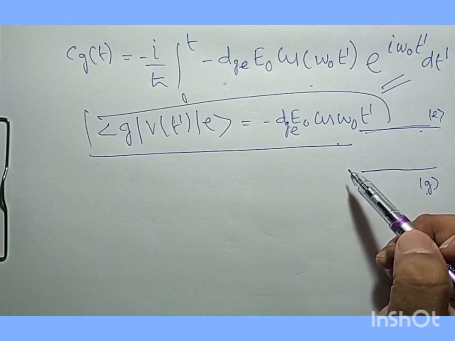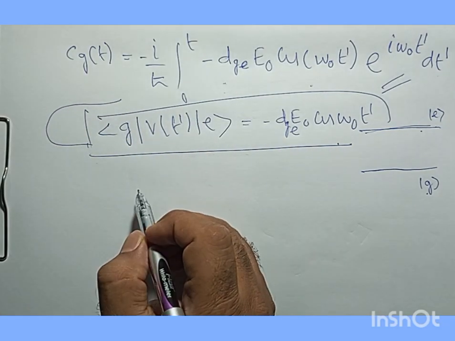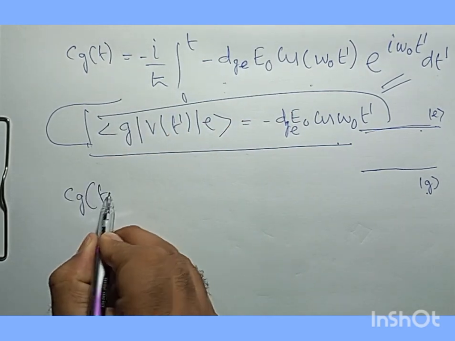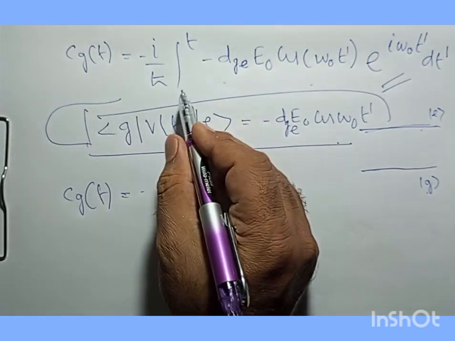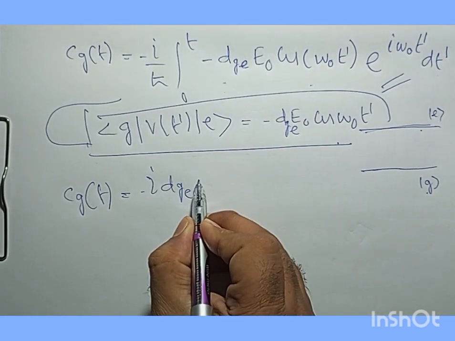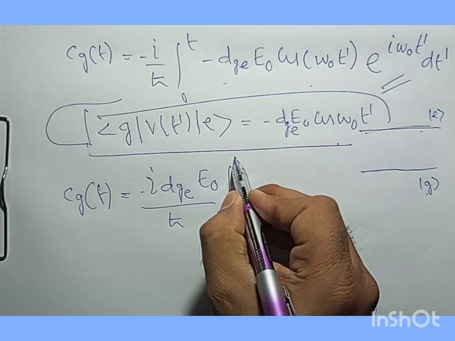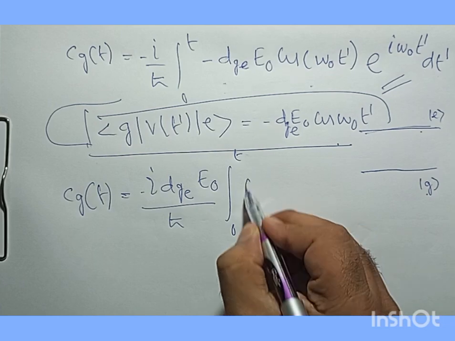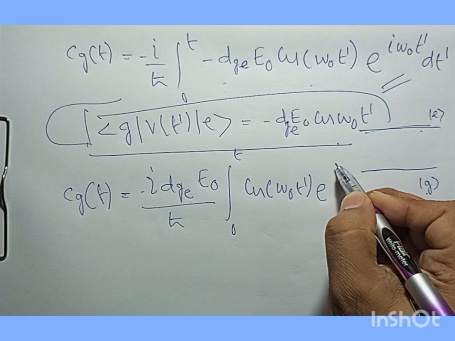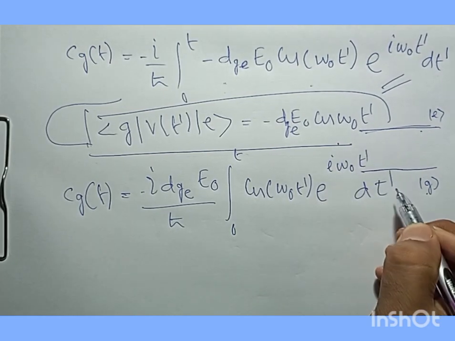Now, what we do is we use the same technique to integrate this integral, and for that I think there will be certain things that will come out. C_g of t, this minus will make it plus, so you have iota here. This d_ge will come out, then E naught by h bar will come out, so inside we will be left with the integral from 0 to t of cosine of omega naught t dash, and then e to the power of i omega naught t dash, and then we will have dt dash.